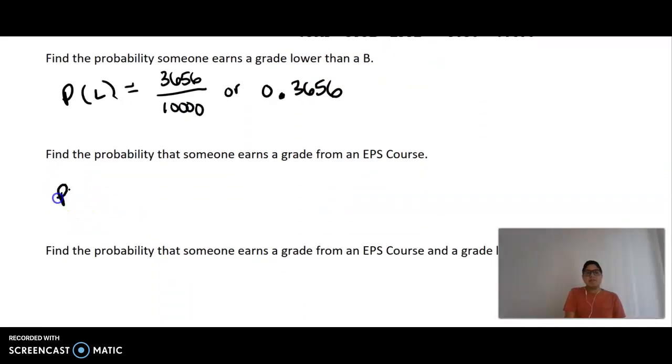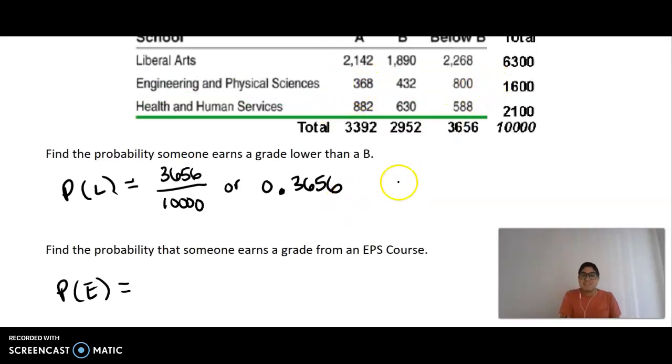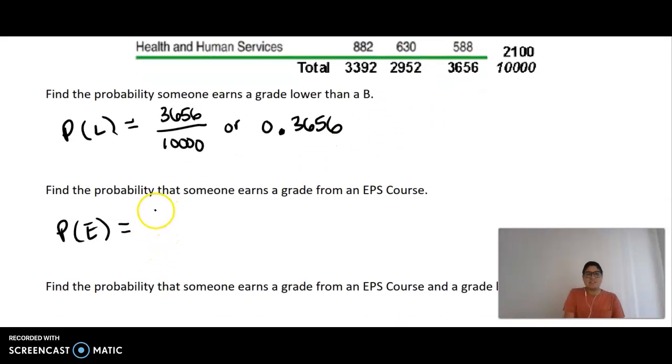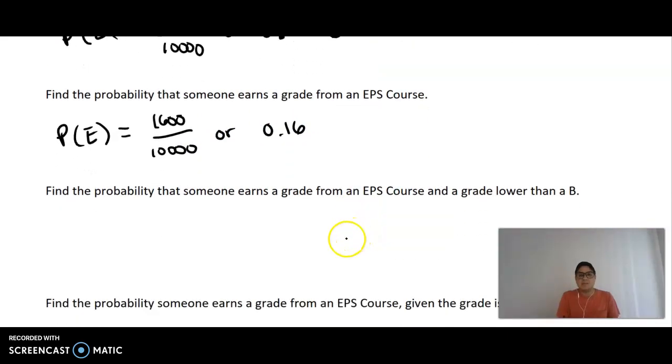Next up, we want the probability that someone earns the grade from the EPS course. Okay, well, let's look here. Those from engineering and physical sciences, it's going to be 1,600 out of 10,000. So 1,600 out of 10,000, that's going to be about 0.16. So far, so good. We're just identifying from our table.